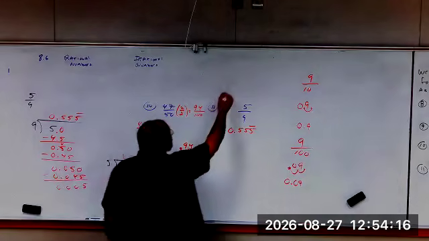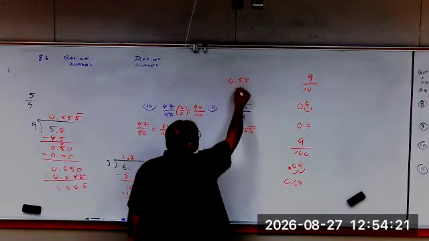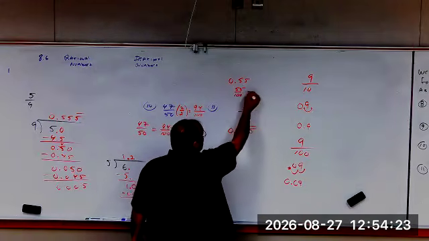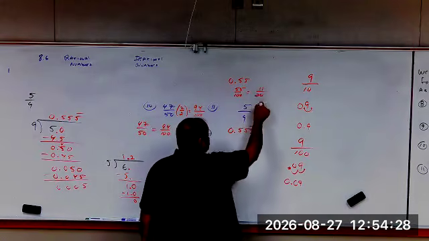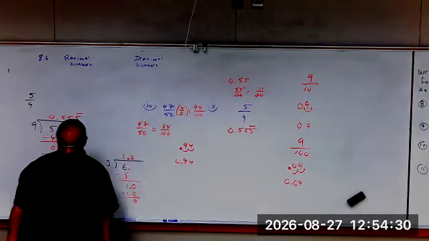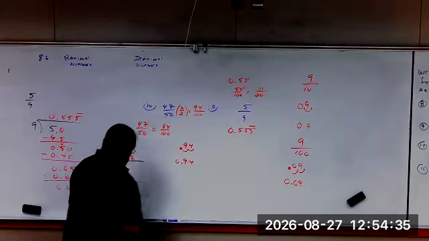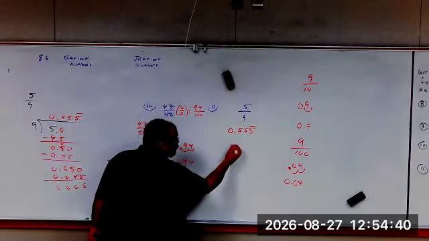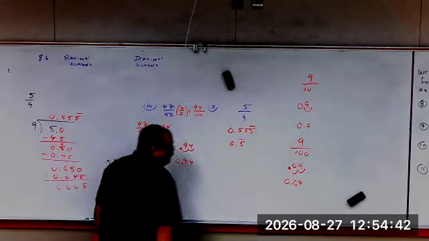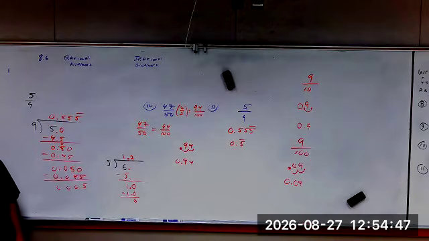Because if all you do is go 0.55, and then you don't put a bar, well, that's 55 hundredths, which is 11 over 20. That's not 5/9. You have to put a bar over. Can you just write 0.5 and then put the bar over just one of those 5s? Yeah. Because now you've indicated the 5 repeats.